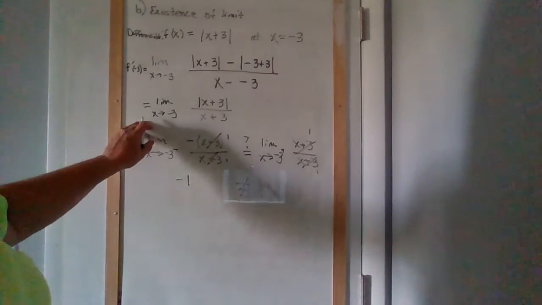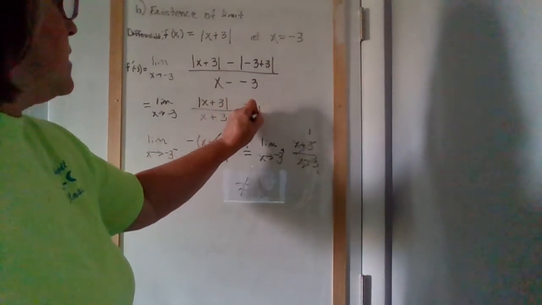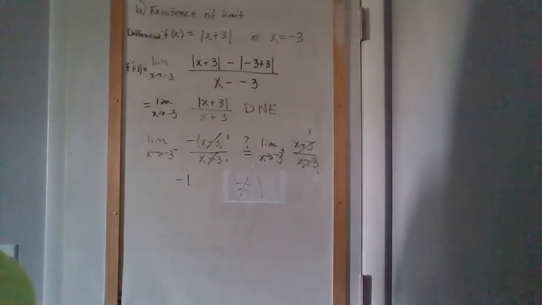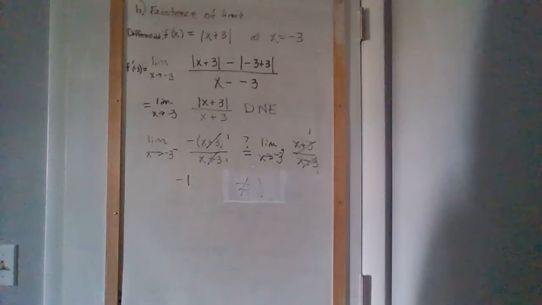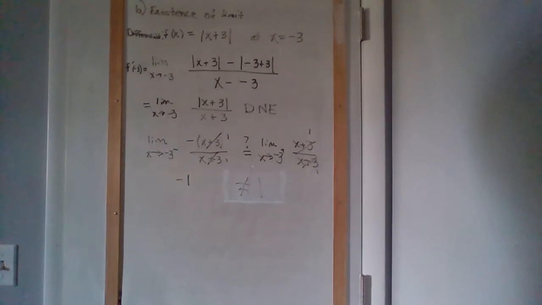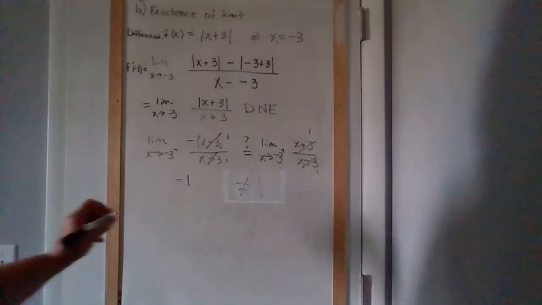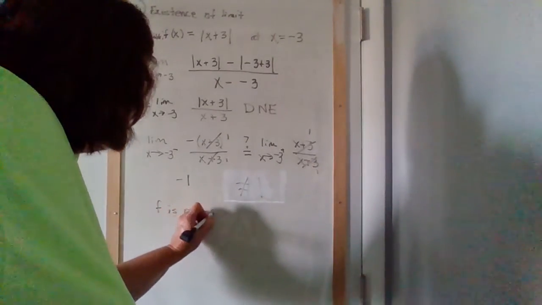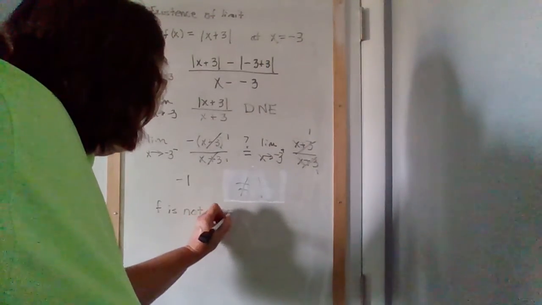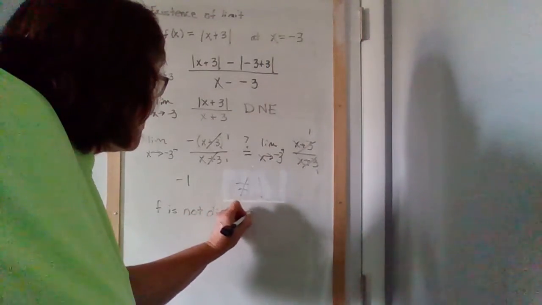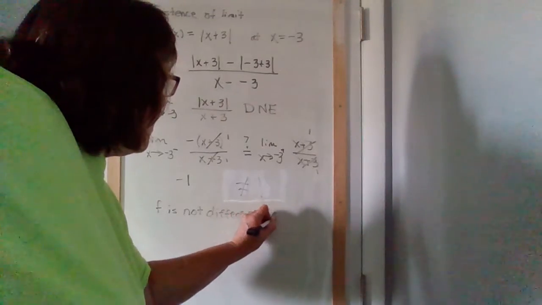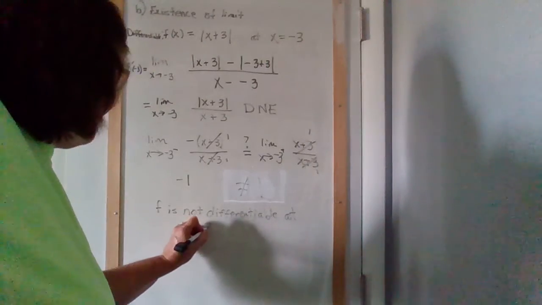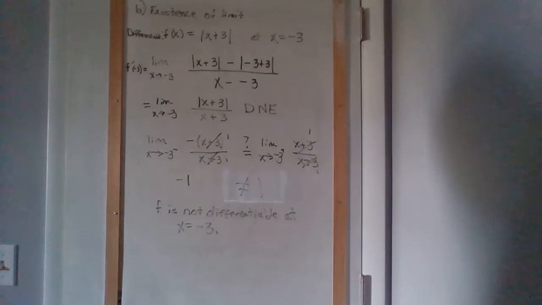So I can go back up here and say that that limit, as x approaches -3 of the absolute value of x plus 3 over x plus 3, does not exist. And because that does not exist, then I know that f is not differentiable at x equals -3. And that's what this question was.